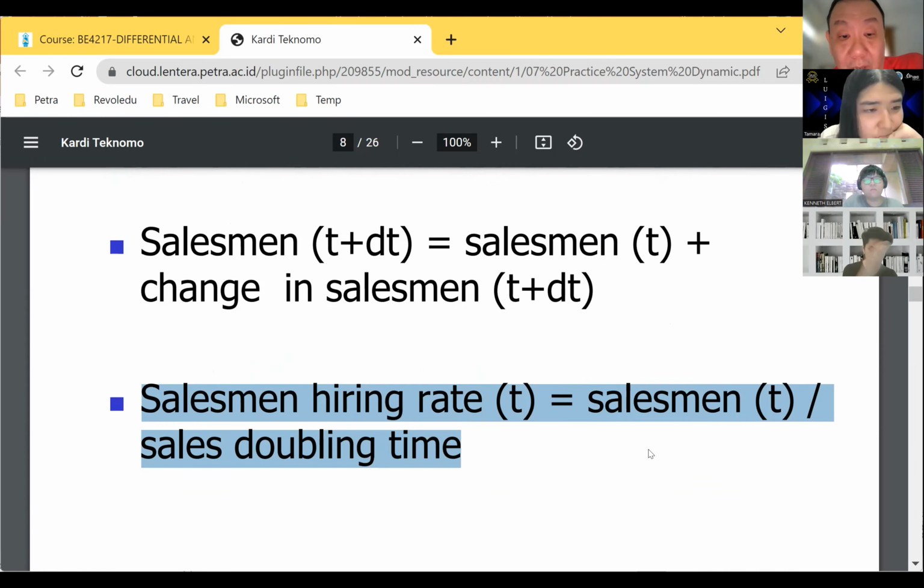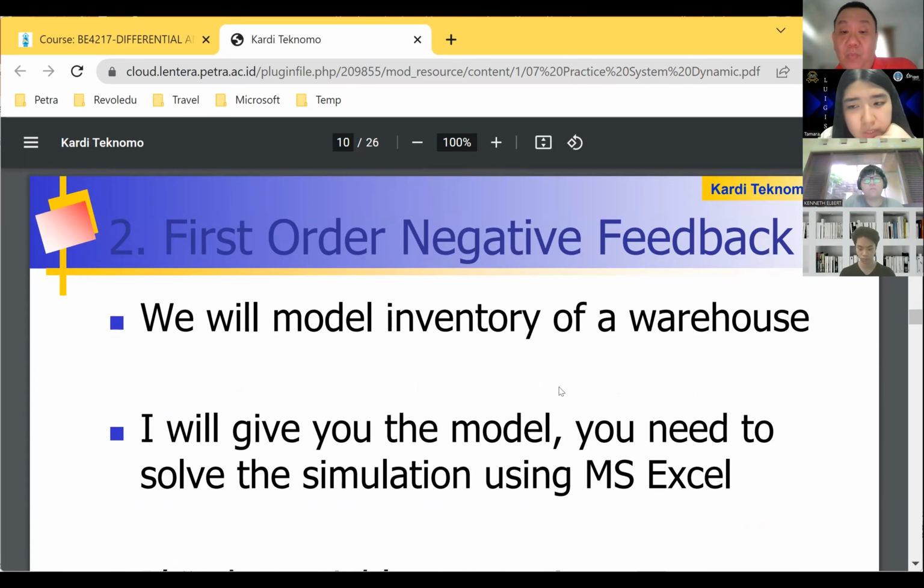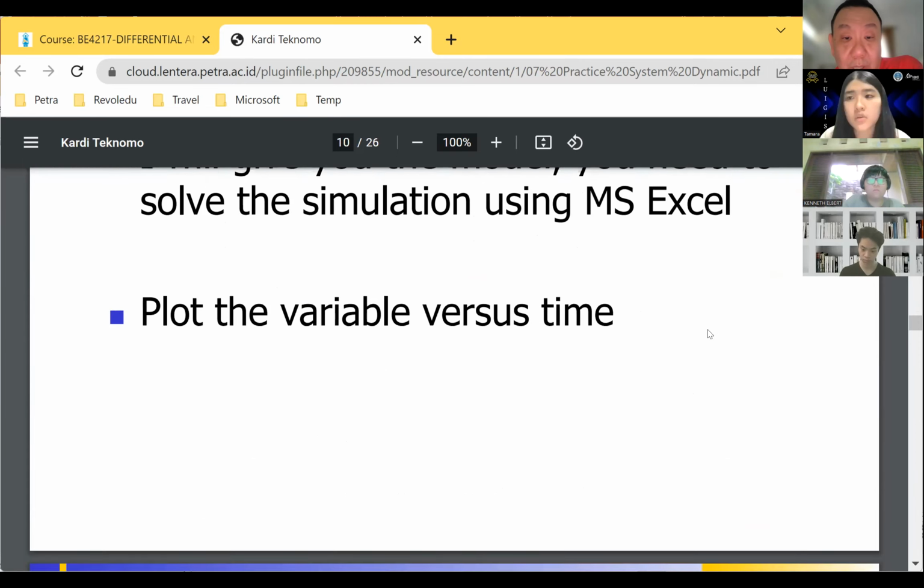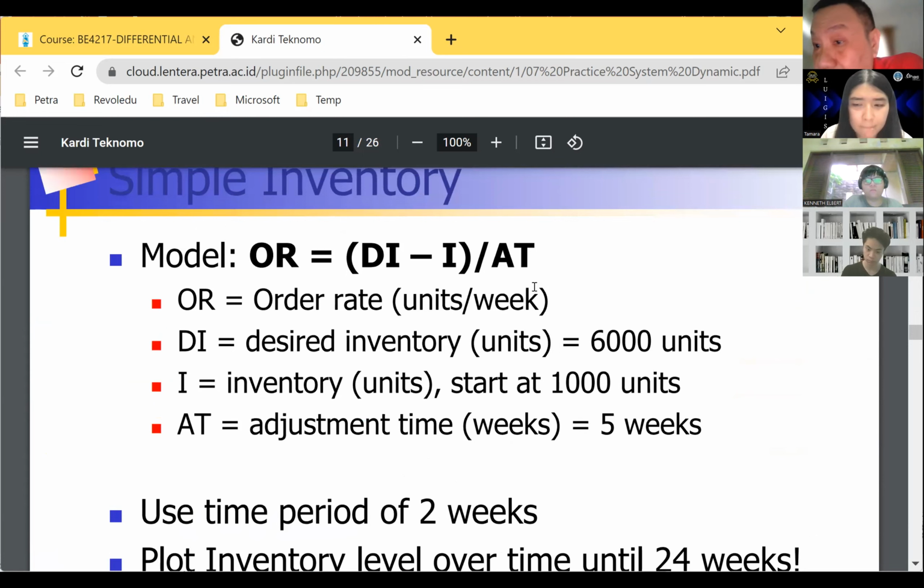Now I give you the second one. This is a negative feedback loop, again first order. We model the inventory of a warehouse. Because this is a negative feedback loop, what you will have is the desired inventory, this is the goal, remember? And then you have the inventory, this is the current system.